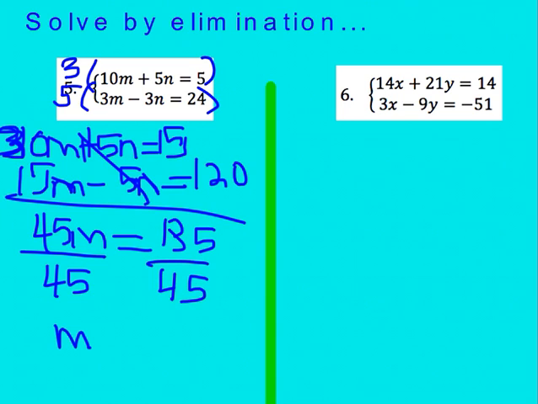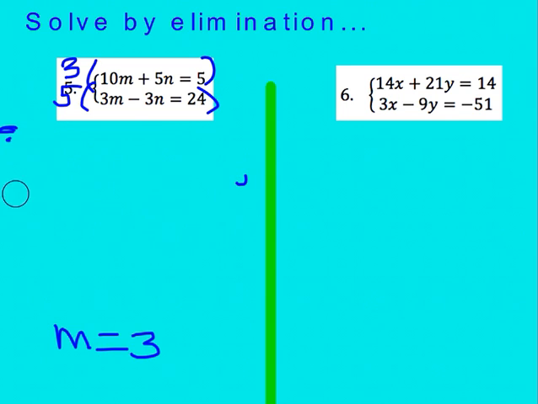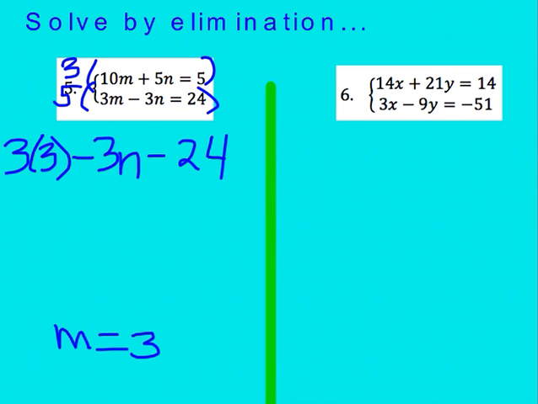Now, when I do that, I get that m is equal to 3. So now I know that m is equal to 3, so I can go ahead and plug that back in to get the n. And I'm going to use the original second equation just for something different. So I can take m out and put 3 in instead. Minus 3n is equal to 24. Okay, so then I get 9 minus 3n is equal to 24.